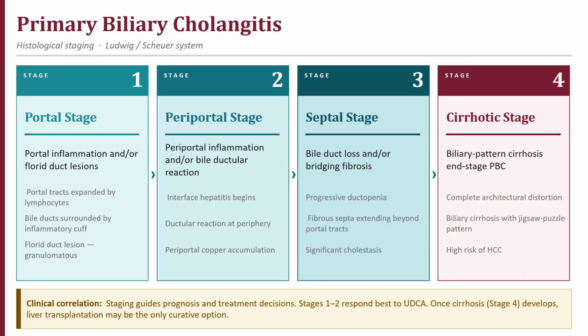For primary biliary cholangitis to progress to cirrhosis, it has to go through stages of inflammation or duct lesions. These can start by simply portal inflammation or florid duct lesions, then can progress to periportal inflammation or ductular reaction, then can proceed to bile duct loss or bridging fibrosis, and finally to cirrhosis.